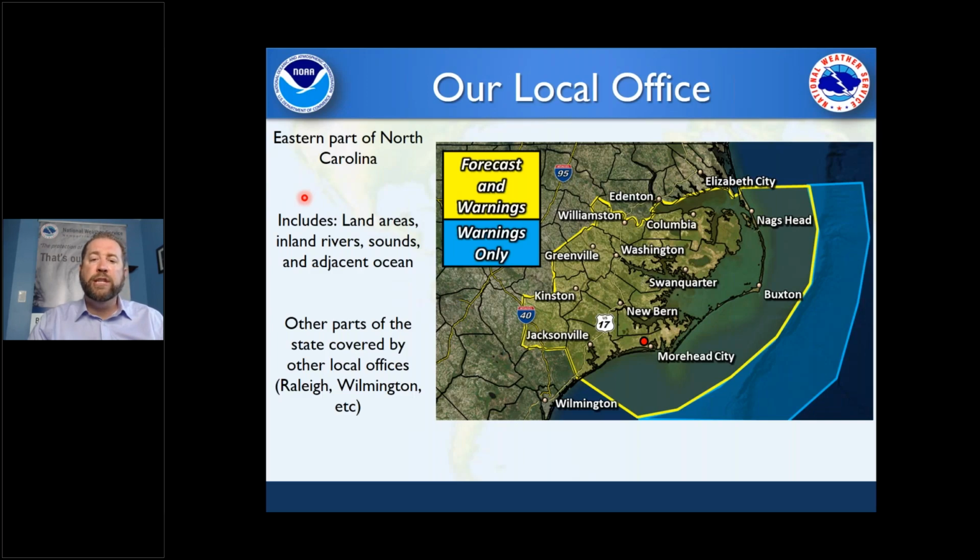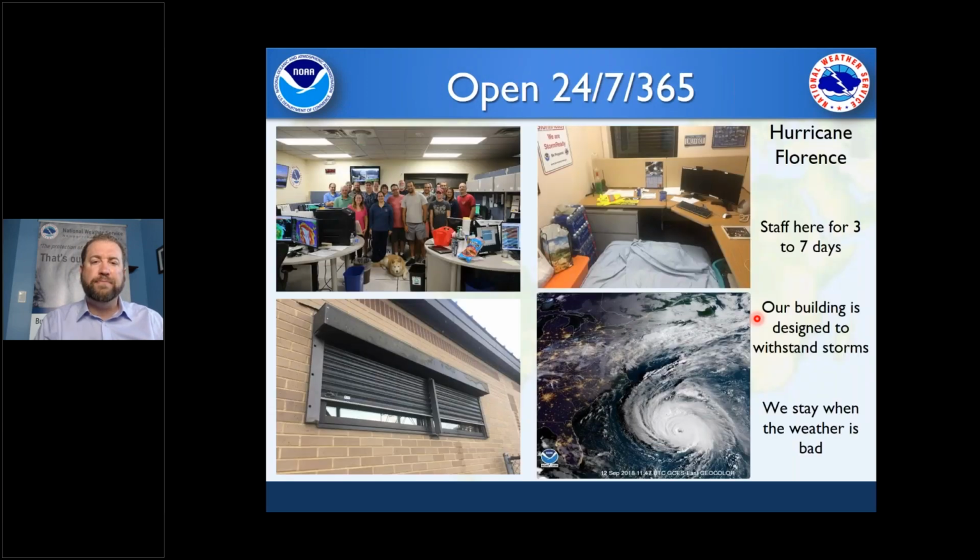So as I mentioned, we're in Eastern North Carolina. We're in Newport, technically. The biggest city nearby is Morehead City, and we cover the eastern quarter of North Carolina. That includes the Outer Banks, the Crystal Coast, and this yellow area for forecasts and warnings out to 20 nautical miles. We do watches, warnings, advisories, in addition to the forecast itself. So if you've ever been out on the waters, we do a marine forecast as well.